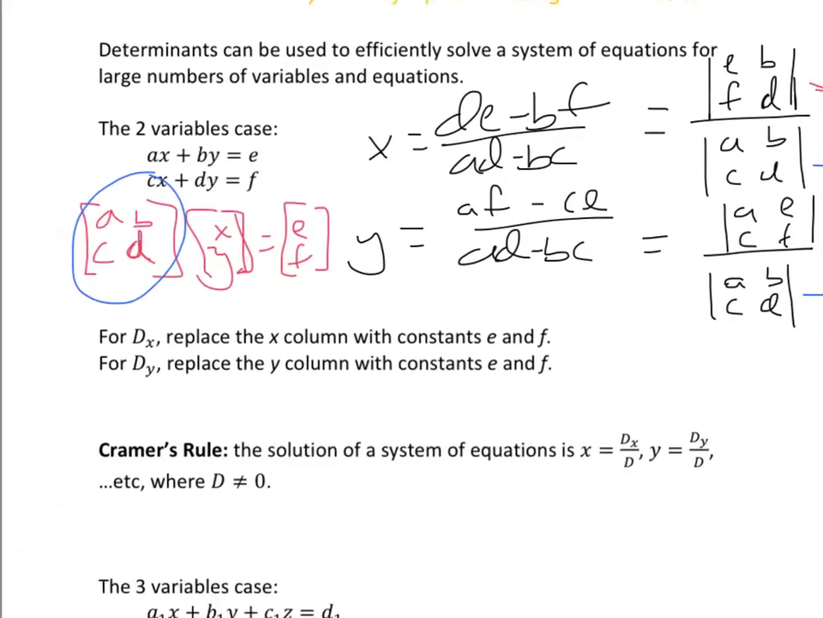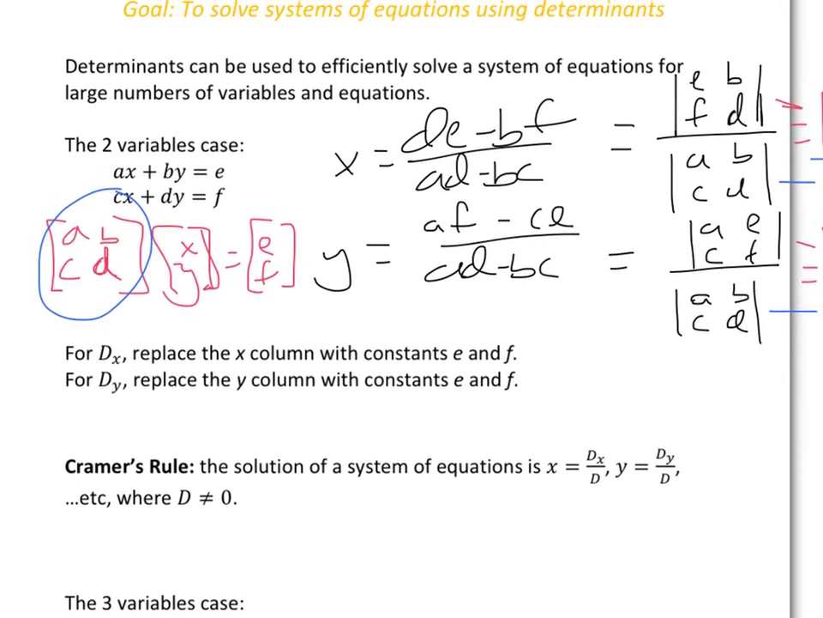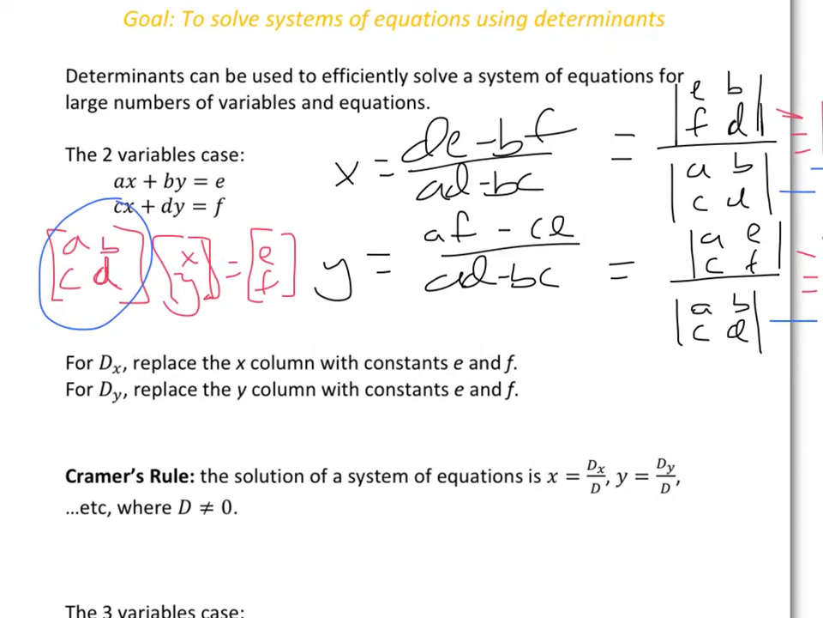So determinant of x, determinant of y. Now, I wrote it out in words here so you can see it. For dx, you're replacing the x column with constants e and f from our ABCD matrix. For dy, you replace the y column with e and f. Everything else stays the same. Seems tough, I'll show you how it works. It's not too bad. Now, this is Cramer's rule.